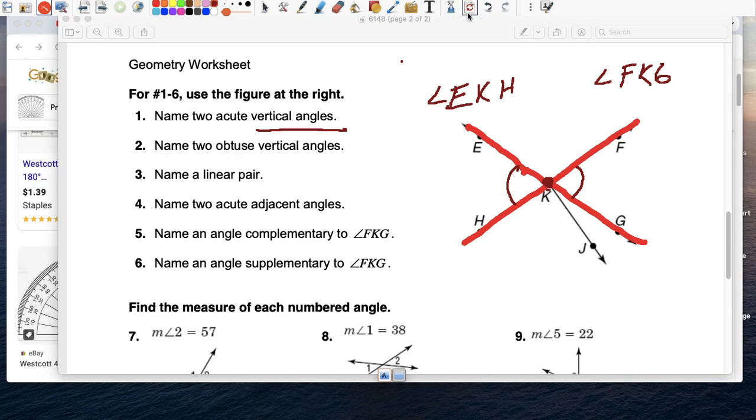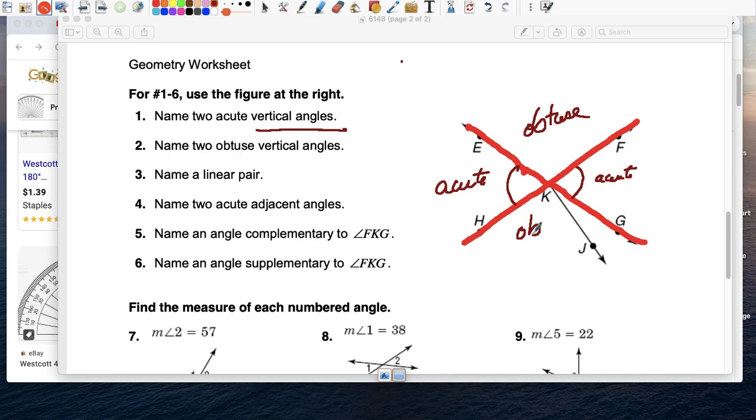Two obtuse vertical angles. Well, in this case, that would be just the opposite. Obtuse is greater than 90. And if these two are the acute, well, these two are going to be the obtuse. So this angle here, changing colors, would be angle EKF, and this angle at the bottom would be HKG.